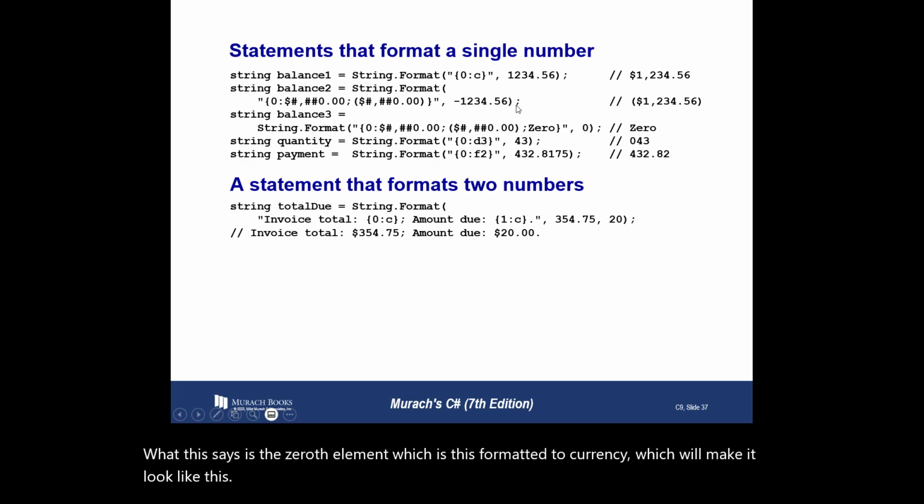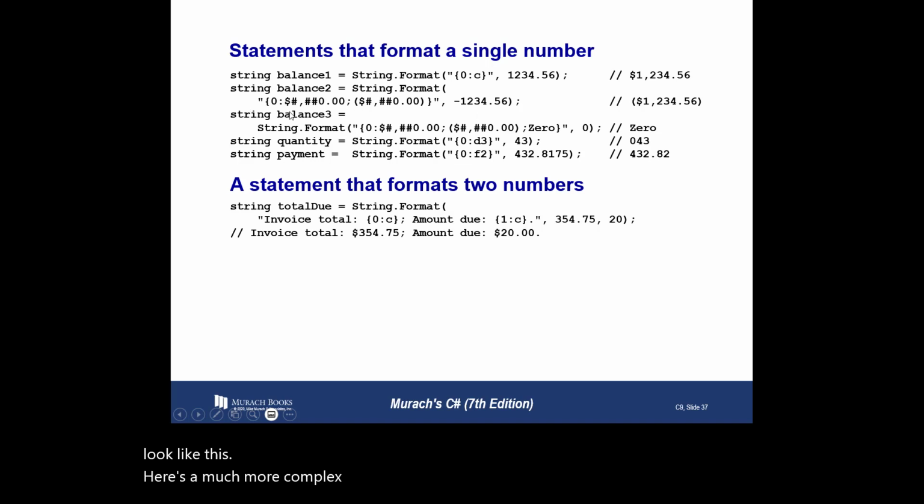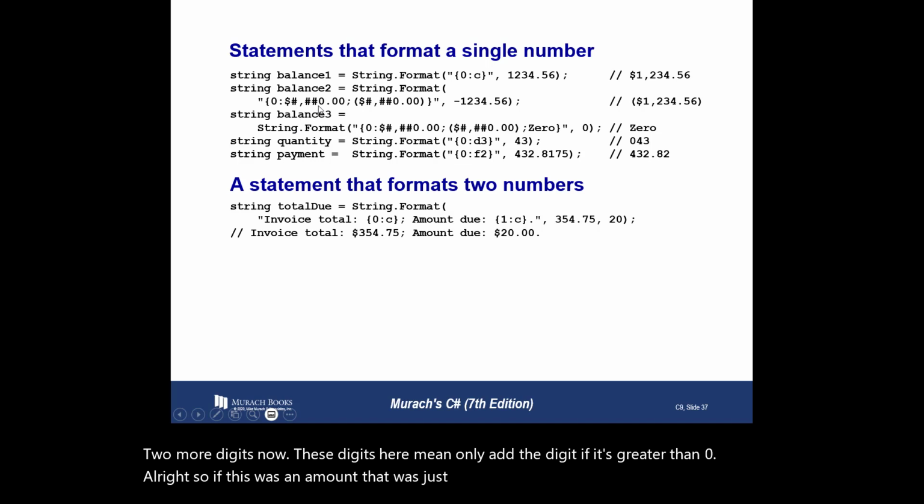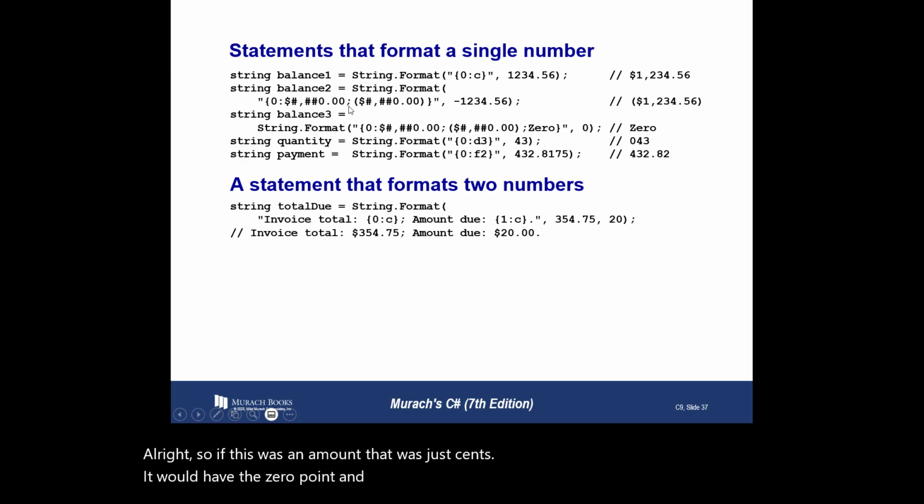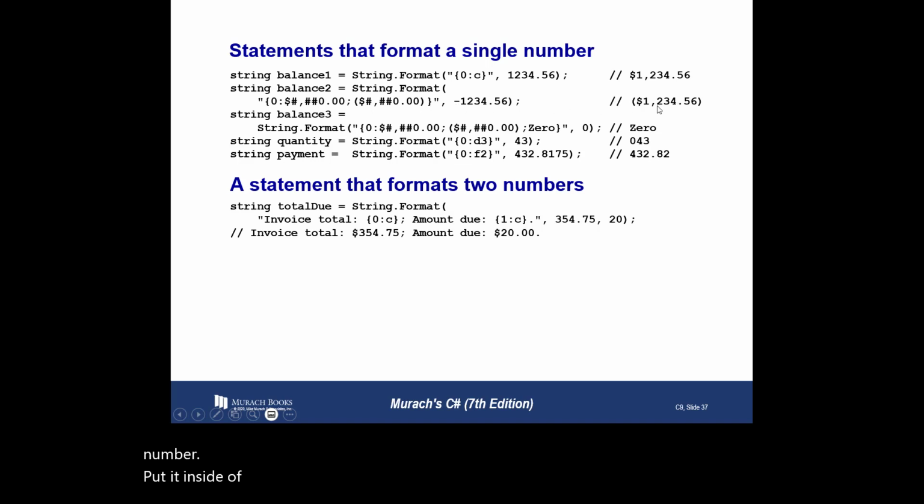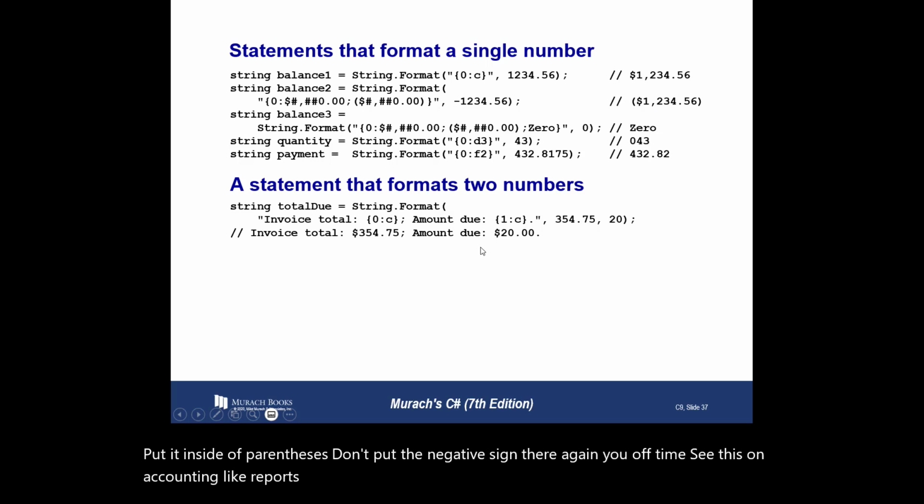Now here's a much more complex format. This says it should have a $ sign. It should have a digit, a comma, 2 more digits. Now these digits here mean only add the digit if it's greater than 0. All right. So if this was an amount that was just cents, it would have the 0 point and then 33, let's say for 33 cents. This says if it's a negative number, put it inside of parentheses. Don't put the negative sign there. Again, you oftentimes see this on accounting-like reports. And there's a couple of other examples here as well.